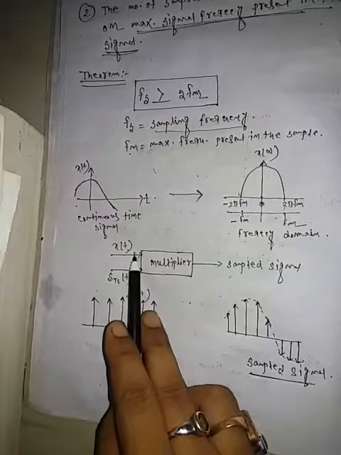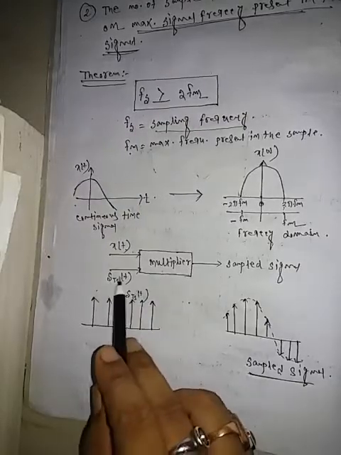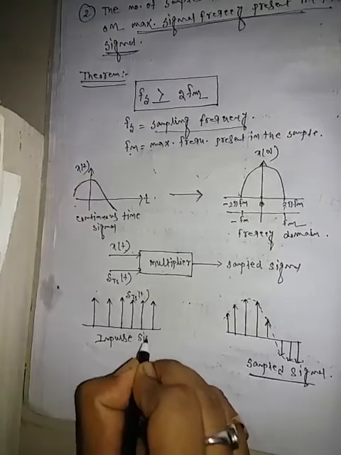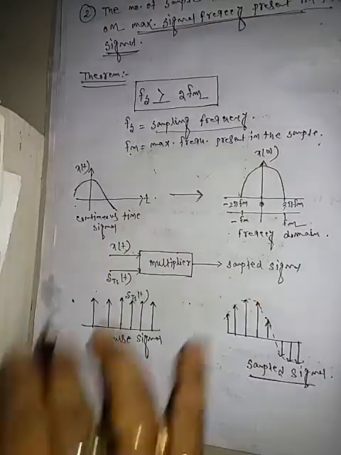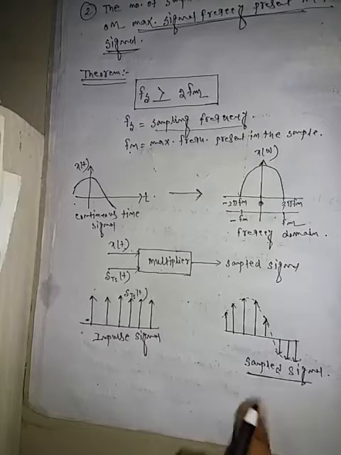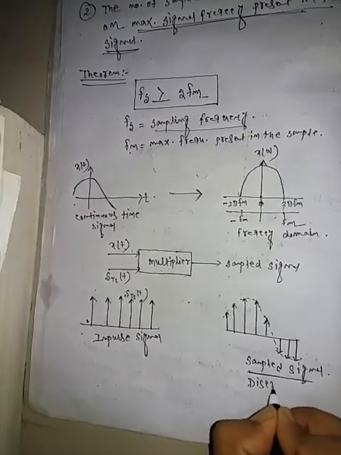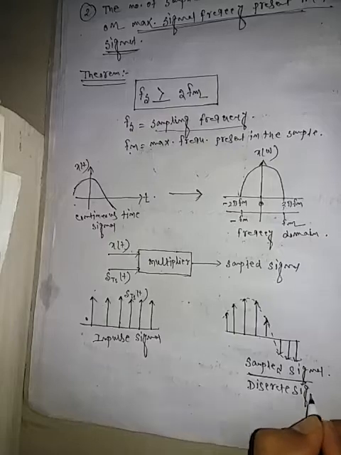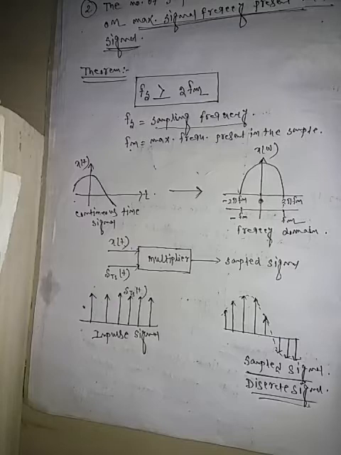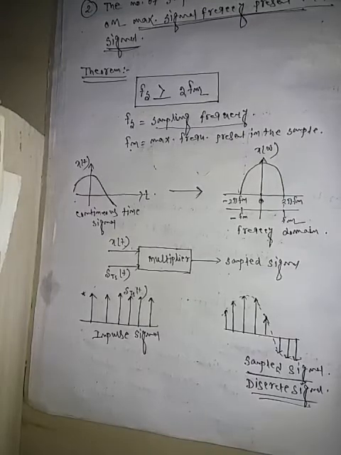In the multiplier, x(t) is the continuous time signal and delta Ts(t) is the impulse signal. If we multiply them, the output of the multiplier is a sampled signal, which is a discrete signal. So a continuous time signal is converted into a discrete time signal by the multiplier and by the sampling theorem. This is called the sampling theorem.